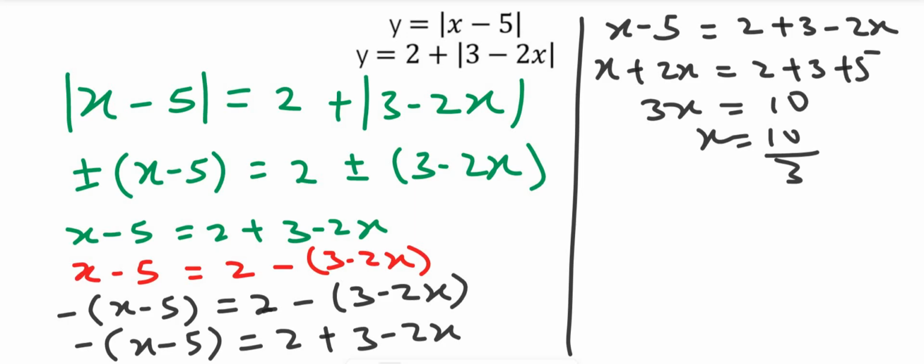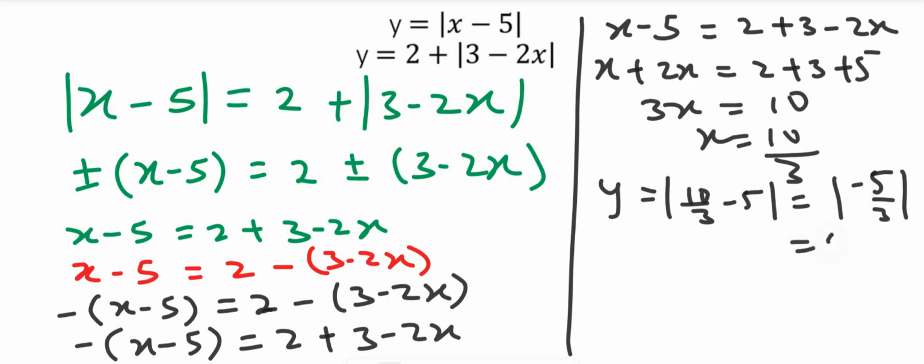Let me check with 10 over 3 in both equations. I want to see if 10 over 3 will satisfy both equations before I move further to get the y value. So let me substitute into the first one. y is equal to the modulus of 10 divided by 3 minus 5. This is negative 15 over 3, so the modulus of minus 5 over 3. This is 5 over 3. Let me put it in the second equation. Now 5 over 3 is 1 point 6 recurring, 1.67.